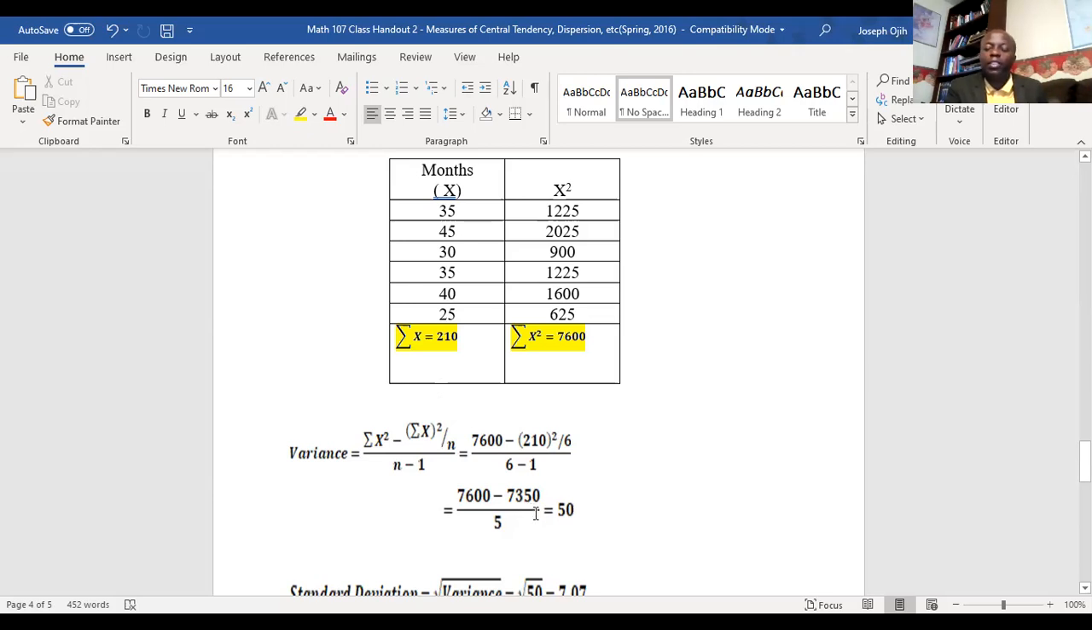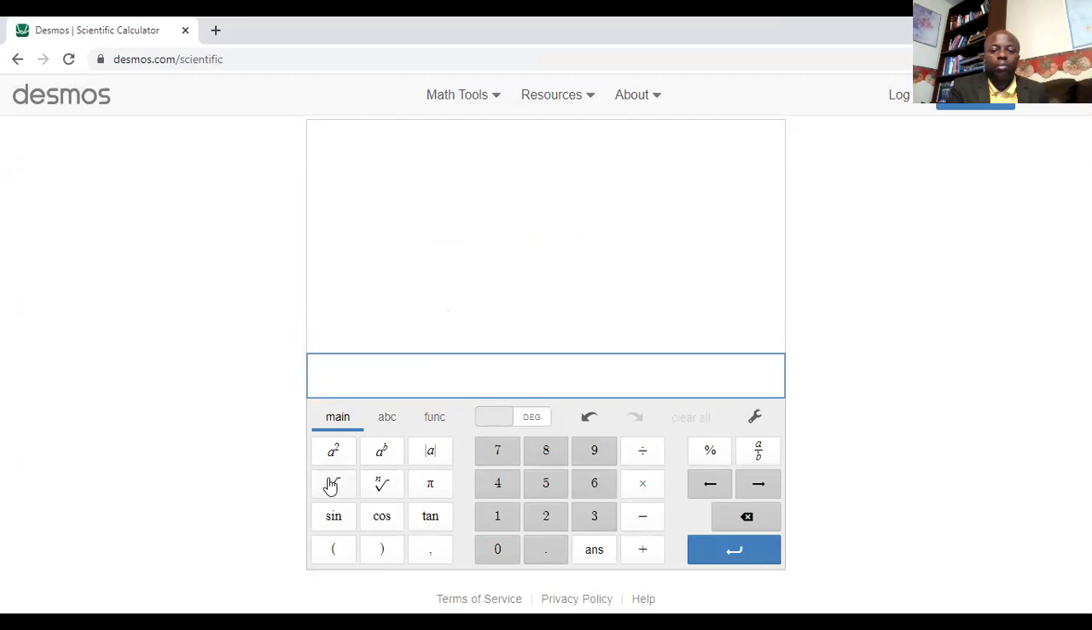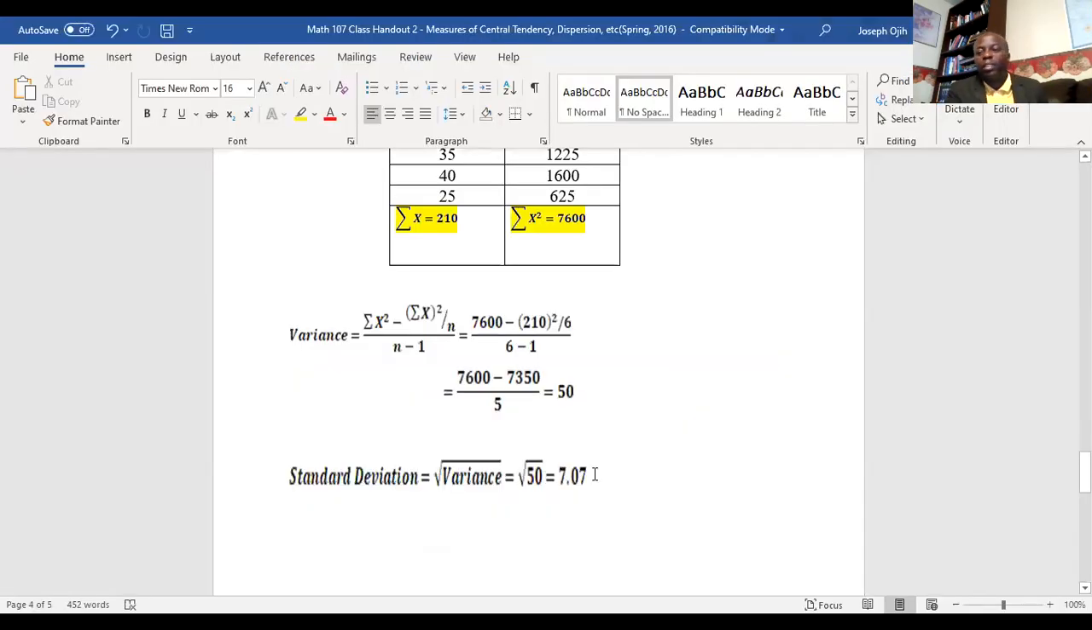Now the next thing is to find the standard deviation. The formula is the square root of the variance, which is the square root of 50. That will give us 7.07. I'm going to show you on the screen. Clear this, the square root right here, square root of 50 is 7.07. So that is the standard deviation.